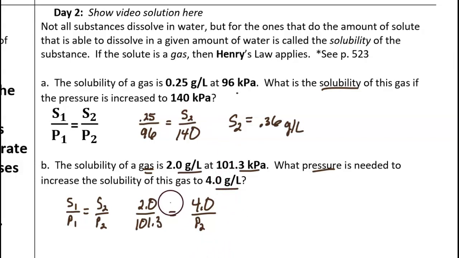For instance, I noticed that the numerator has been times by 2. 2.0 times 2 is 4.0. So that means the denominator will get times by 2. So I'm going to take my calculator and go 101.3 and multiply by 2. And the result is 202.6 kilopascals.